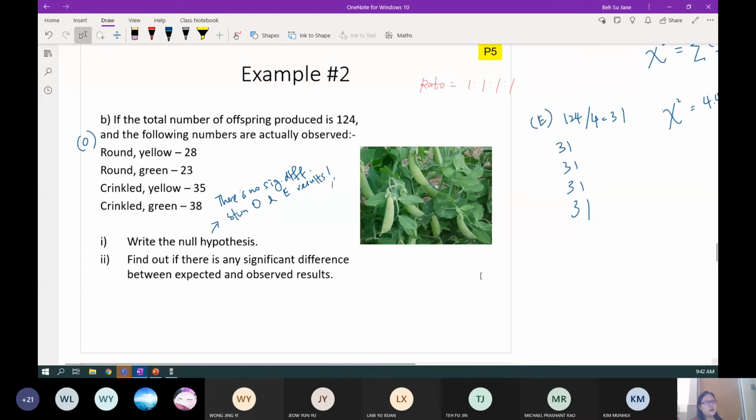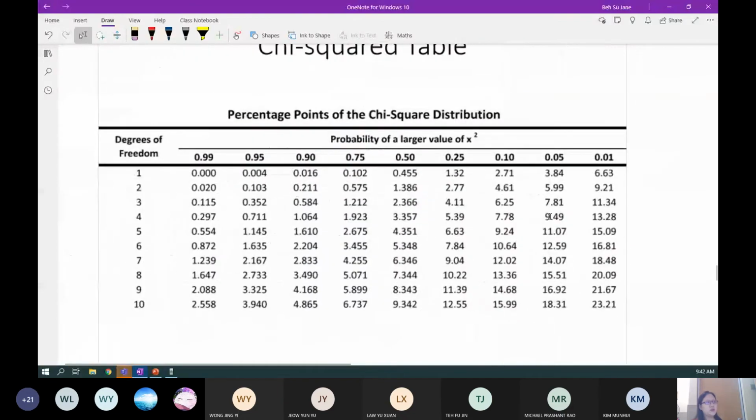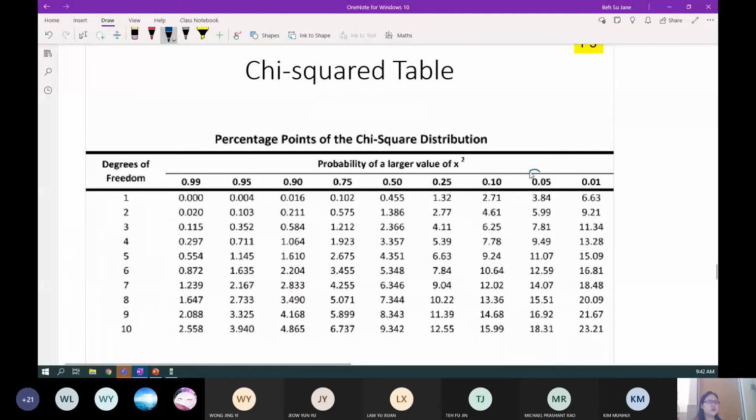Okay, so with the value of chi-square of 4.452, let's look at the chi-square table here. As usual, we will always look at the 0.05 level of significance. This is what we always look at. Degree of freedom is 4 minus 1, and therefore is 3, so we will look at 3. And the critical value is the same as just now, 7.81. Now, is 4.452 bigger? No, it is not, right?